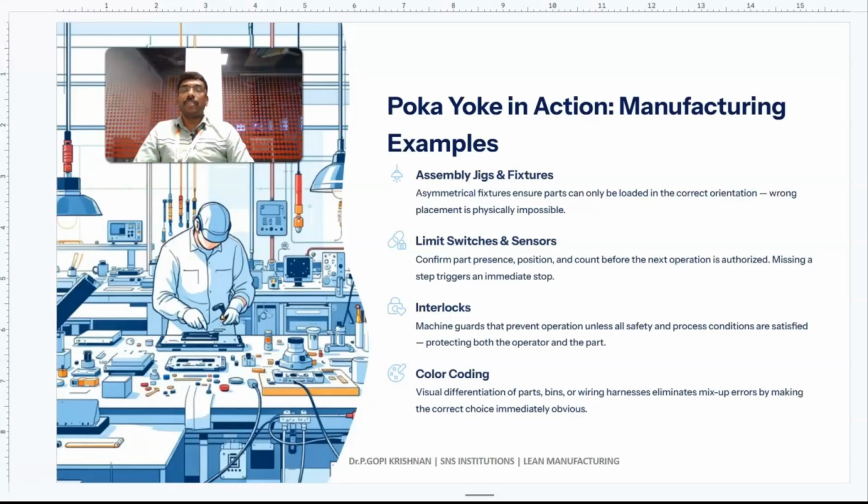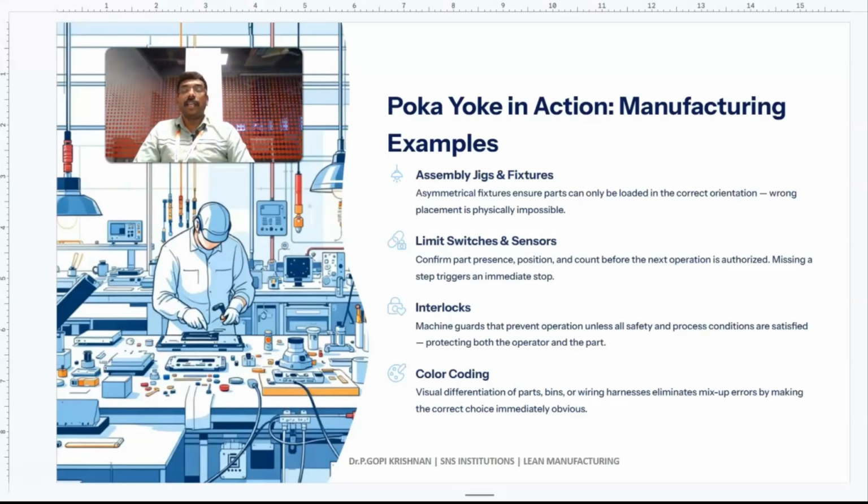For the assembly of jigs and fixtures, asymmetrical fixtures ensure parts can only be loaded in the correct orientation. If there is any wrong placement of the assembly components, it is physically impossible. Limit switches and sensors confirm the part presence, the position, and the count before the next operation is authorized. So missing a step triggers an immediate stop.